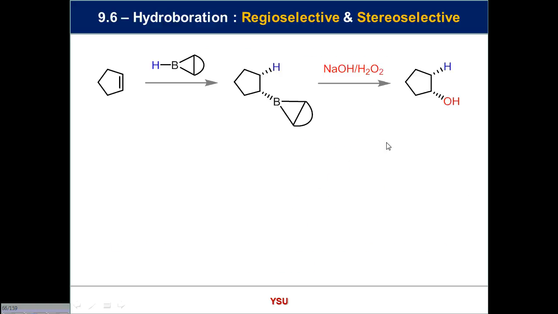Here we go. In the first step, the addition of what we're calling now the parachute borane goes in such a way that both pieces, both components, the B and the H, add to the same face. So I get in this system 2 dashes. In the second step, this mixture, sodium hydroxide and peroxide, seems to replace the B with an OH.